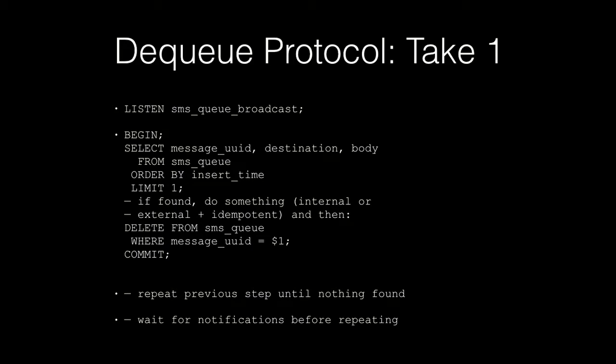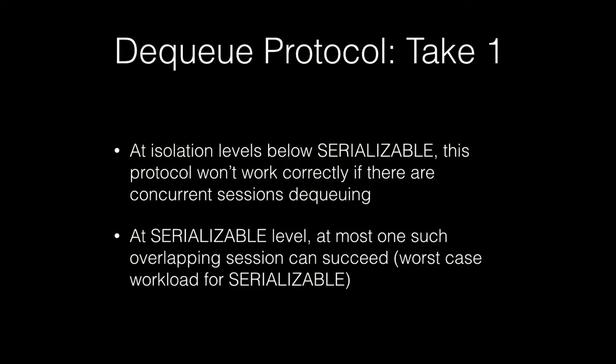So as for dequeuing protocols, here's take one, very naive. Just go and select one row in the correct order. This will work as long as you don't have concurrent sessions doing it, and that's obviously not going to be good enough for many use cases. But it could be. This is just a starting point, naively selecting single rows, doing something, and then deleting the row. It's a very simple approach.